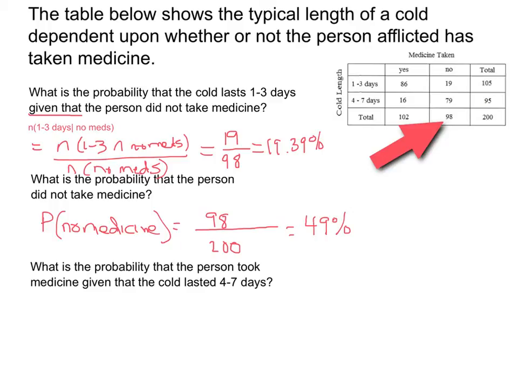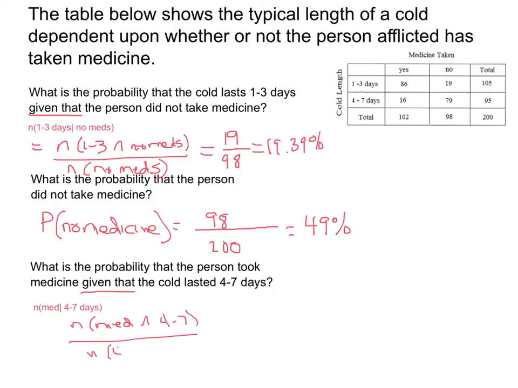Perfect. Let's take a look at the very last problem. The last problem says, what is the probability that the person took medicine given that the cold lasted 4 to 7 days? So again, this word here, given that, indicates that this is a conditional probability problem. So let's write down again in formula terms what it is we're looking for. So this says the number of people taking medicine given the 4 to 7 days. So again, this translates into the number of medicine intersect 4 to 7 over the number of 4 to 7.